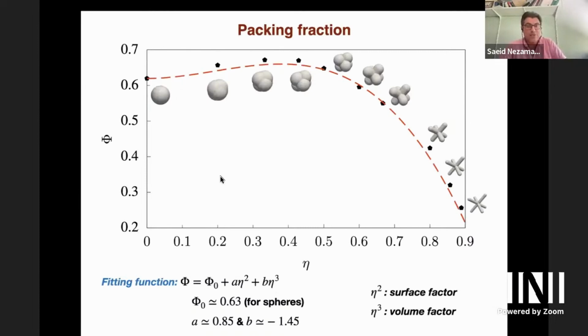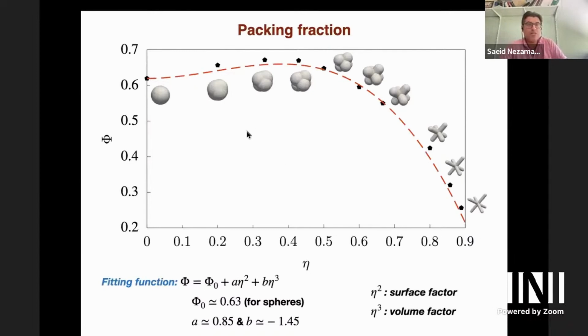As eta increases, the packing fraction increases, passes by a peak at eta equal to approximately 0.5, and then declines as the hexapods become thinner and thinner, as you can see here. This non-monotonic behavior has also been observed for other particle shapes.